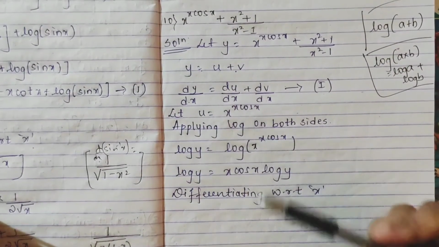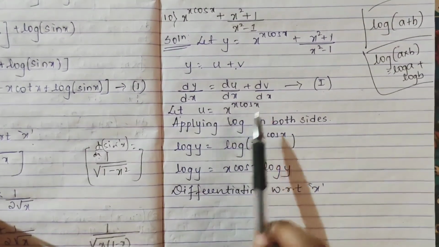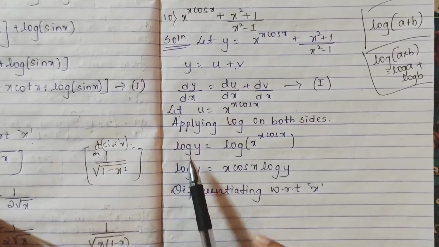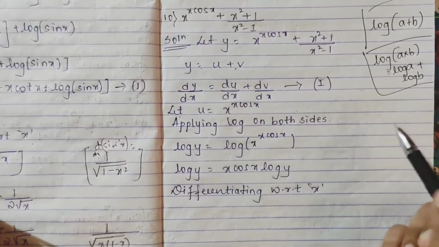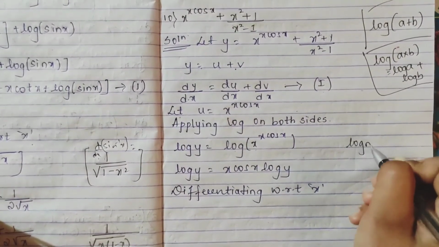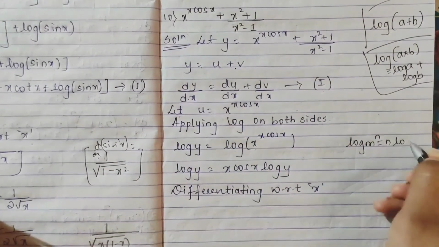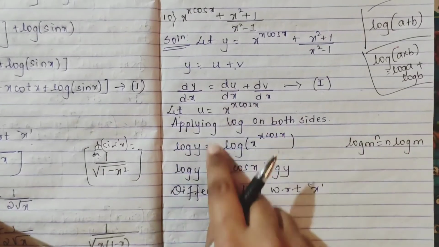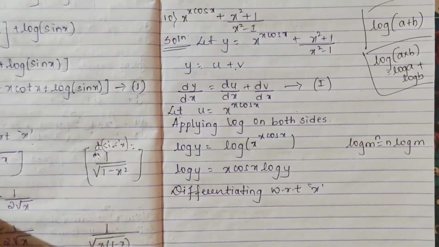So proceeding in the same manner, let u is equal to x raised to x cos x, applying log on both the sides. So you get log u is equal to log of x raised to x cos x. So here what you will apply? Log m raised to n. When it is log m raised to n, this becomes what? N log m. So my n comes here further. So it becomes x cos x log x. Now we are differentiating with respect to x.